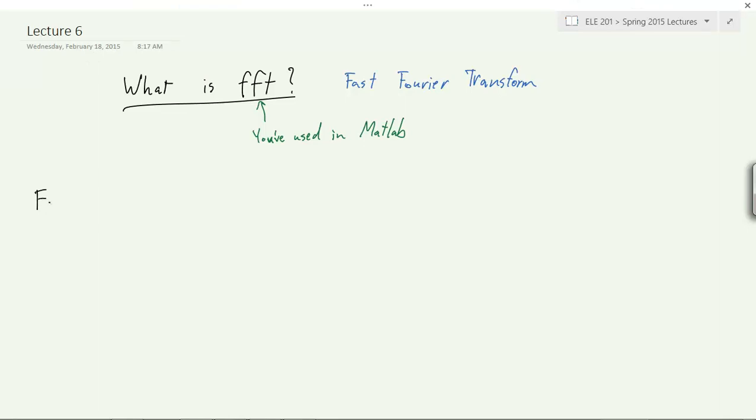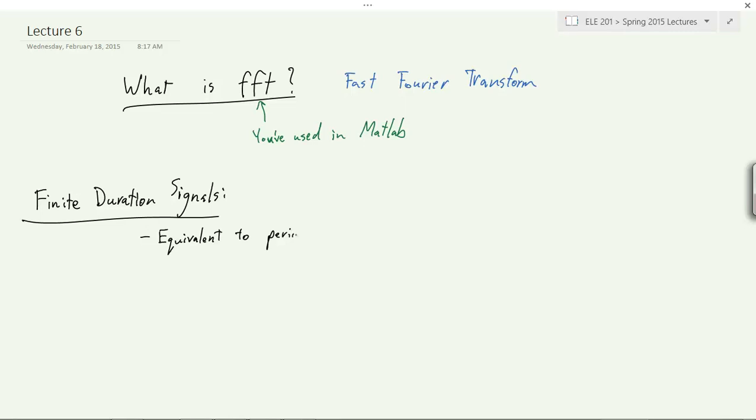So to begin with, let's talk about finite duration signals. In particular, a finite duration signal, what I want to emphasize is it's equivalent to a periodic signal. So how is that? Well, notice that we can convert a periodic signal into finite duration one by just keeping one period.